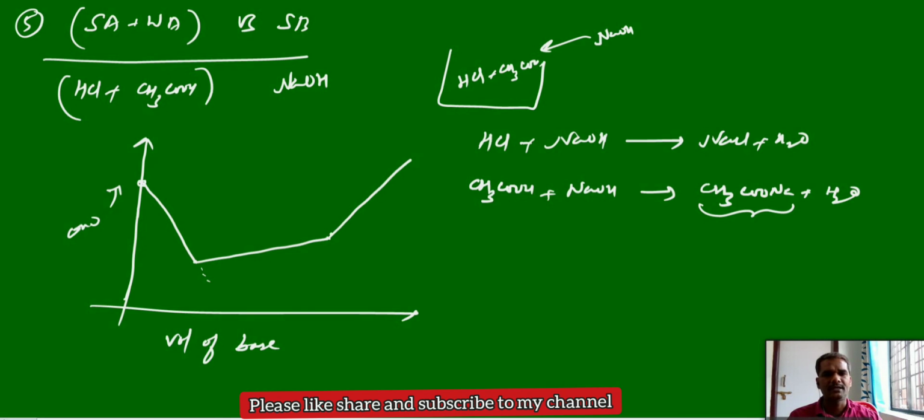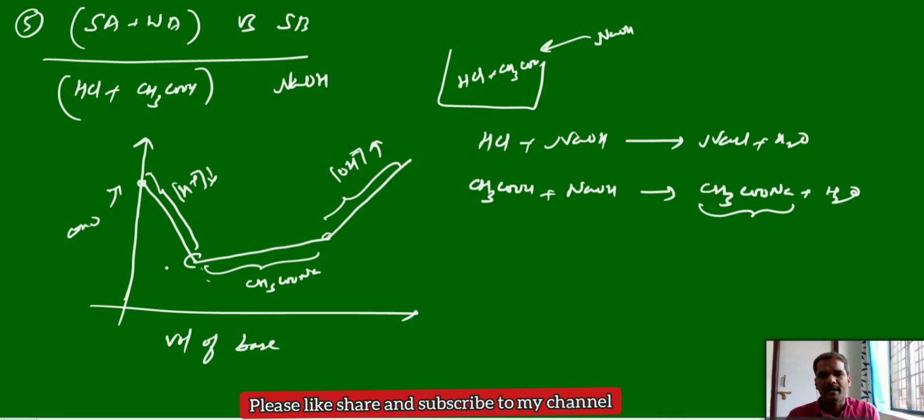This increment is due to the OH minus ions. This portion, from here to here, represents the decrease in concentration of H plus ions. This portion, from here to here, indicates the increase in concentration of OH minus ions. But this portion, from here to here, is due to the formation of sodium acetate.